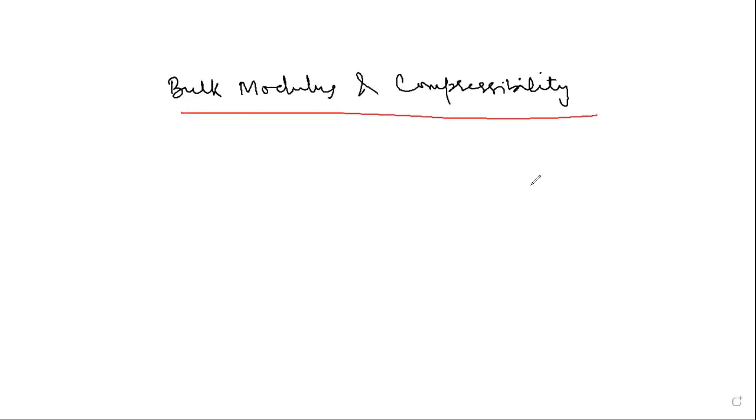Today I will first discuss the idea of bulk modulus and compressibility. You know it from your previous study. I just remind these ideas or refresh these ideas because I need them.